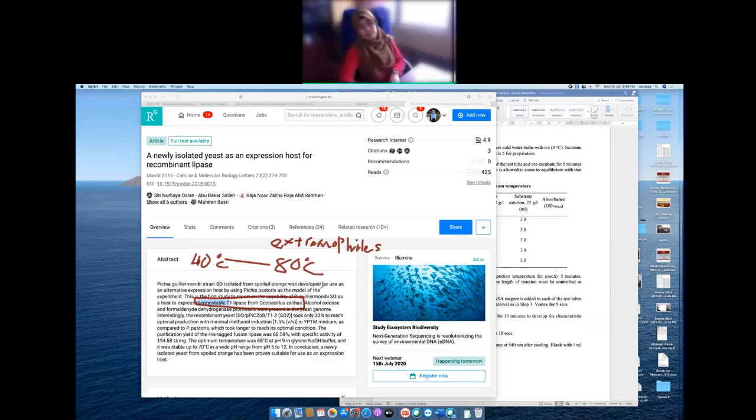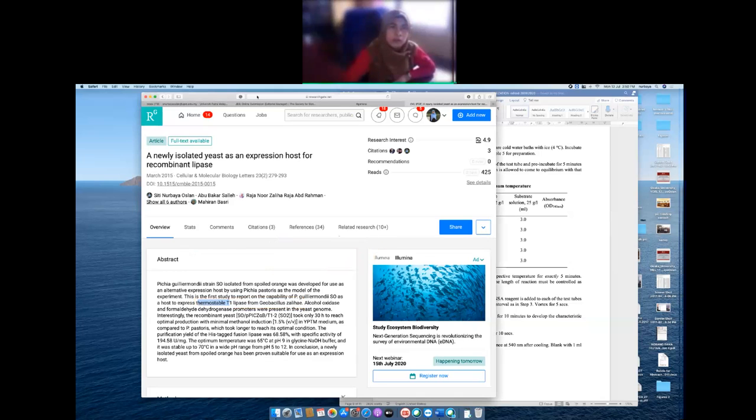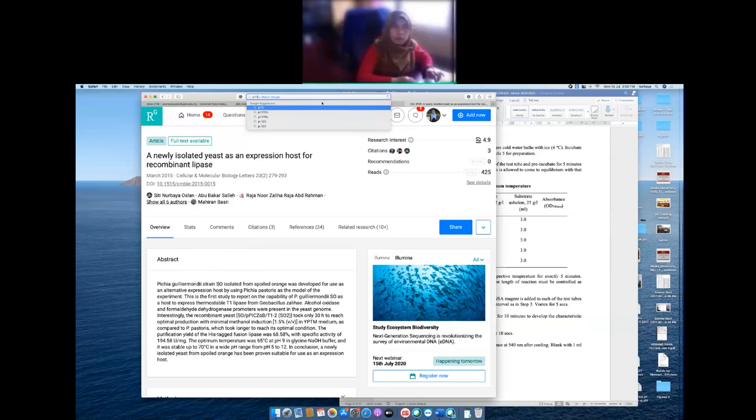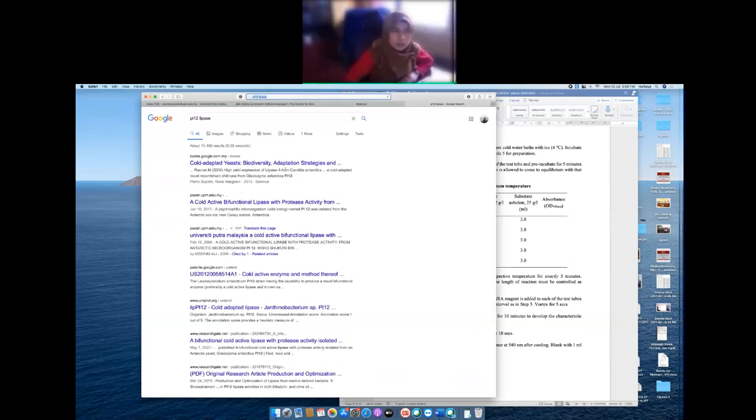Okay, so we just have this range so that we know what is the range of the temperature we should use. Okay, so we have also other papers, for example, this one on a cold-adapted lipase.